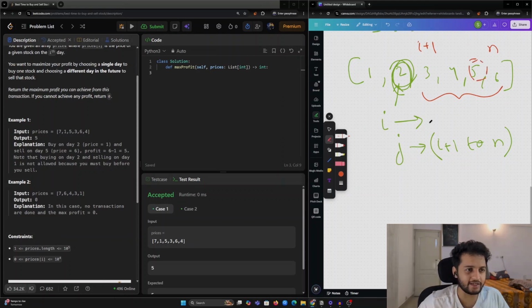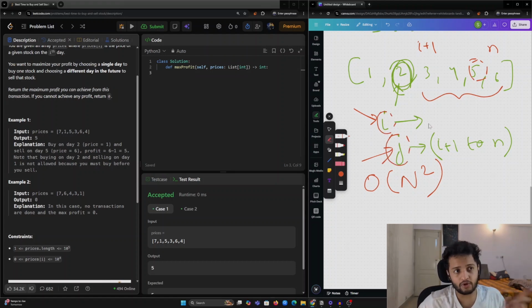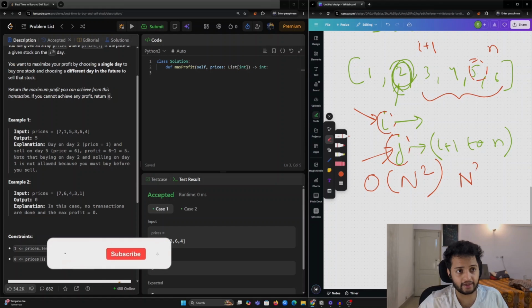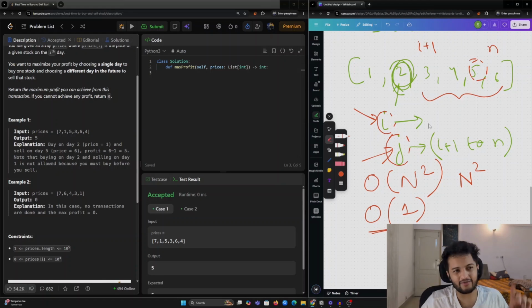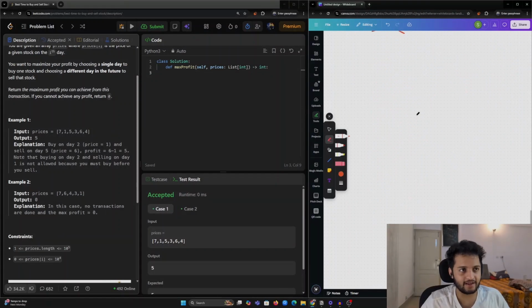If you go by this logic, you will see that your time complexity will be order of n squared. Why is this? Because there are two loops. One is i, one is j. Both of these loops are running for total n steps, and because they're nested, it will be n squared in total. And what is the space complexity? We are not storing anything, so the space complexity will be order of 1, which is good enough. But we want to do better. We want to do better than n squared. Pause for a bit, think how you can optimize this, and then see the final solution.